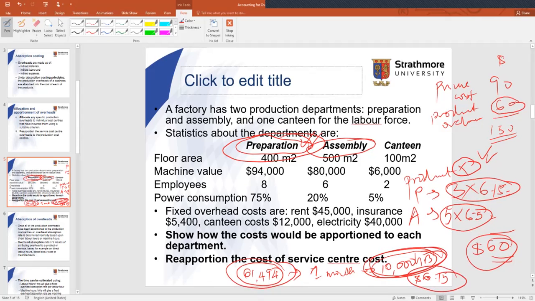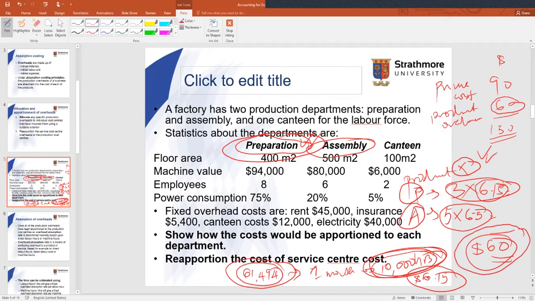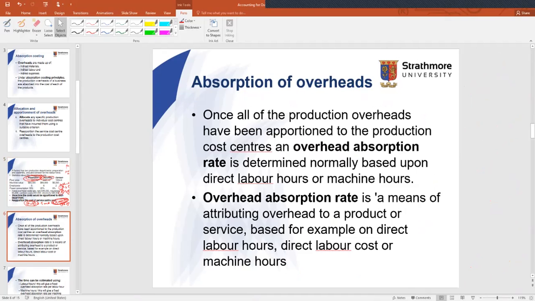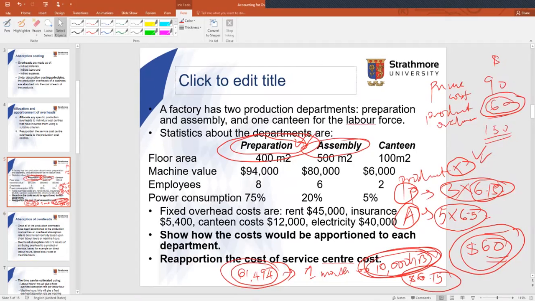Then we determine for this product X how many hours it spent in this particular department, the preparation department. 3 hours, at what cost? 6.15. You do the same for the preparation department and for the assembly department. Then you get the total overhead that needs to be absorbed, and that becomes part of the final product cost. Anyway, that's what we're doing, but that just takes you back to where we stopped yesterday.